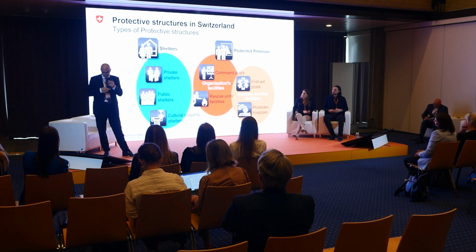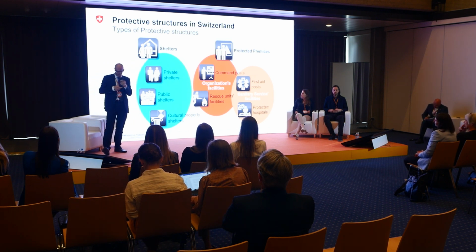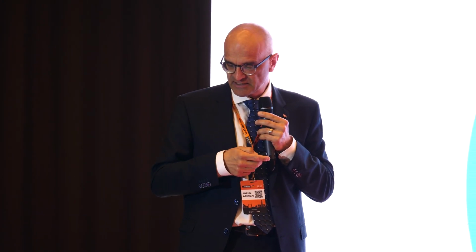We have cultural property shelters, which is very important as well. Then the protected premises, command posts for rescue units, facilities, and sanitary services. It's about 370,000 shelters in Switzerland. We have a place for every inhabitant. That's more than 9 million shelter places. 2,000 protected premises for the civil protection units.